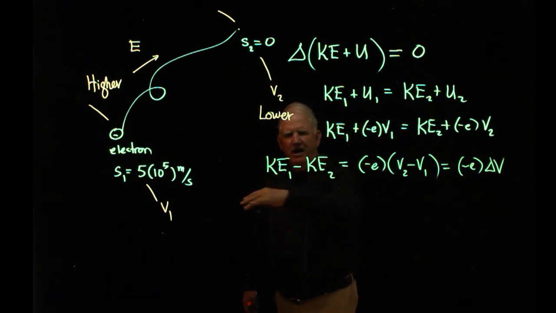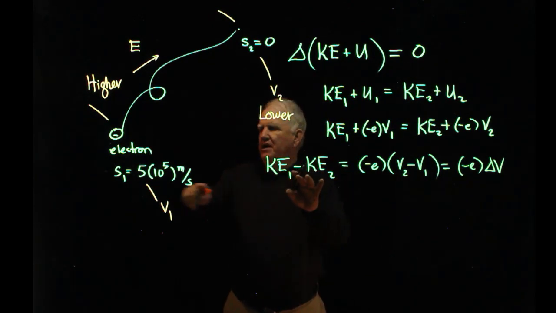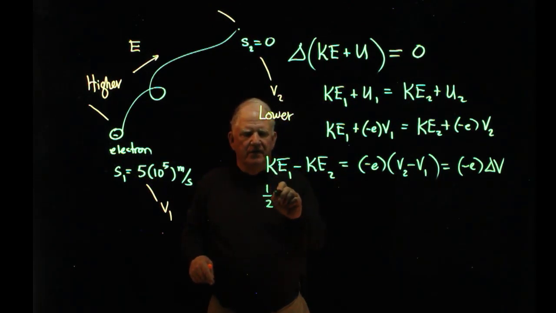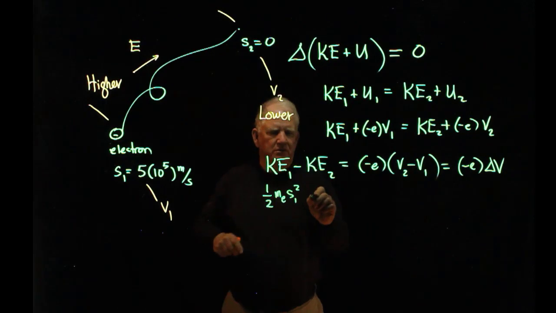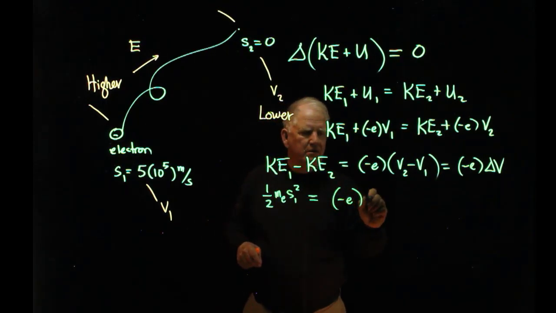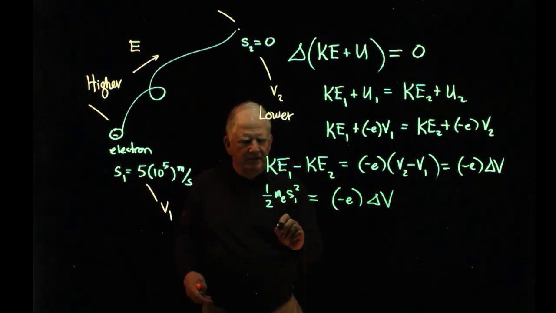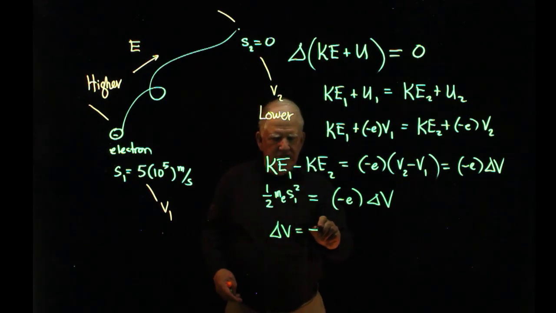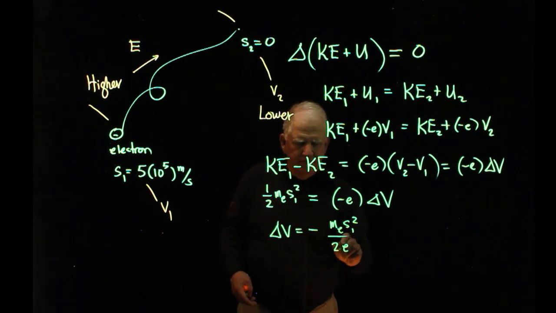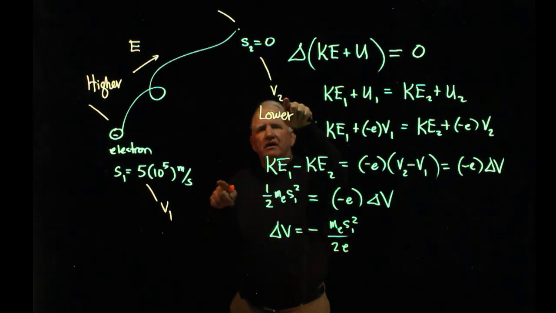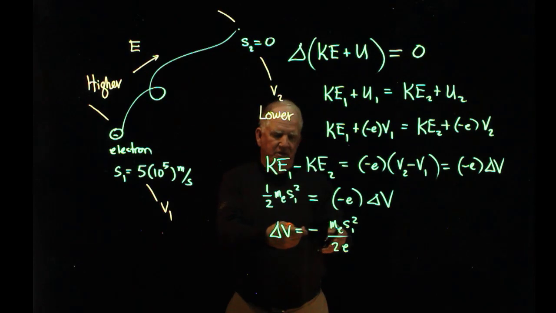So let me divide both sides by E. But before I do that, KE1 is 1/2 the mass of the electron times S1 squared. KE2 is 0. So I've got delta V, and I've got the answer to my question. Delta V is equal to minus ME S1 squared all divided by 2E. It's minus, as it should be, because V2 is less than V1. V2 minus V1 has got to be a negative number.